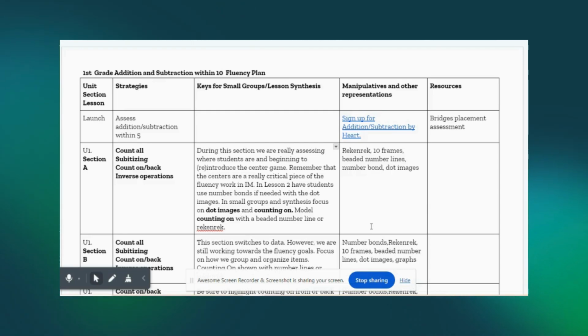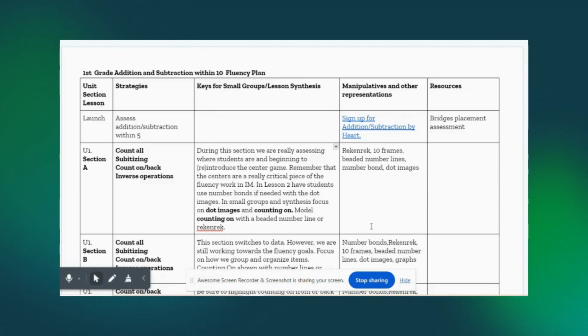So I'm recommending if you have the Bridges placement and assessment, you can use that to assess where they are within 5 to kind of give you an idea going in. But if you don't have that, it's perfectly okay. You can watch what students are doing as they're working in centers and as they're doing the lesson activities.